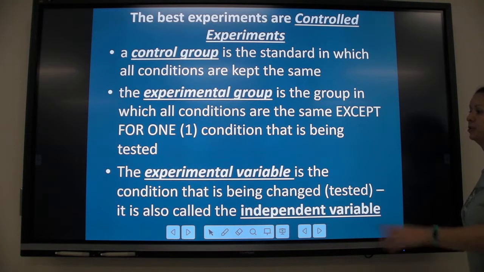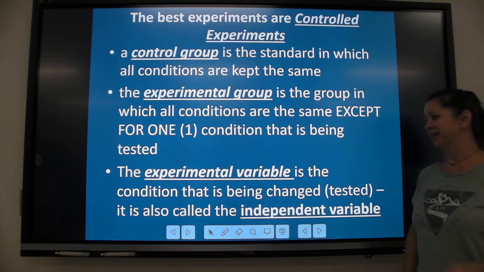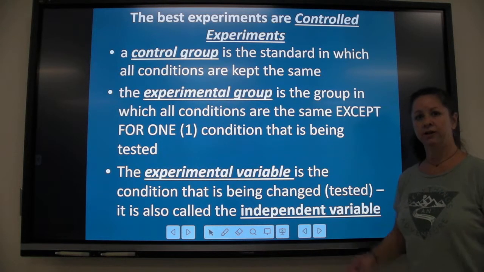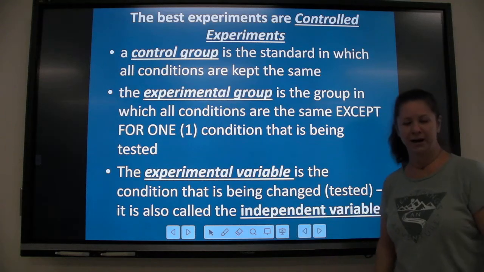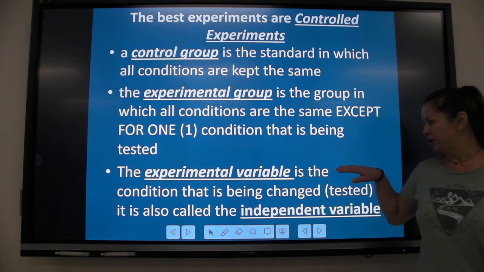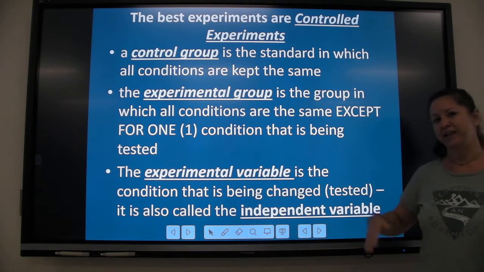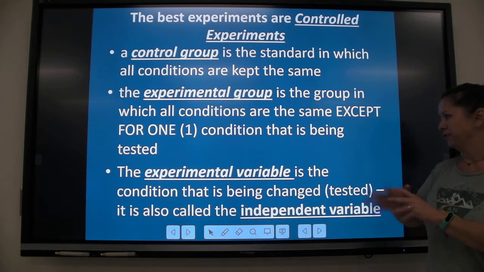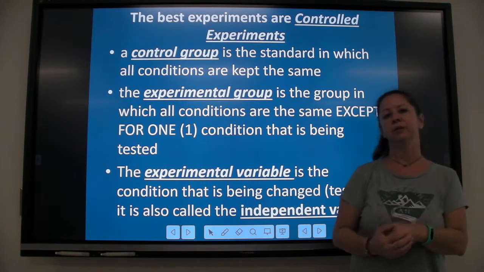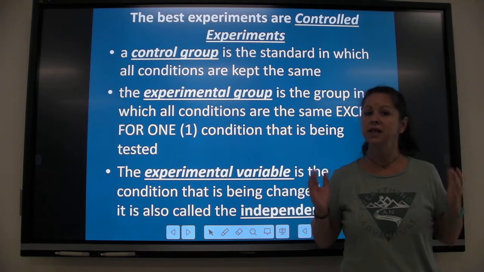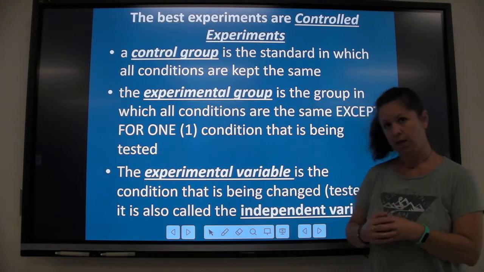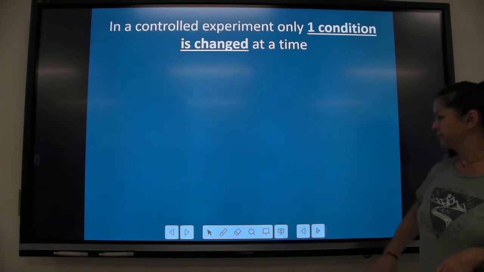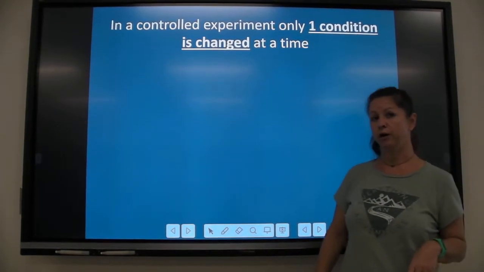All right? And then the experimental variable is the condition that is being changed. Fertilizer, if we're talking about the plants. All right? So that's what's being tested. We're testing to see if fertilizer will make the plant grow bigger. So fertilizer is my independent variable because that's the thing that I, the scientist, am testing. The fertilizer is my independent variable.